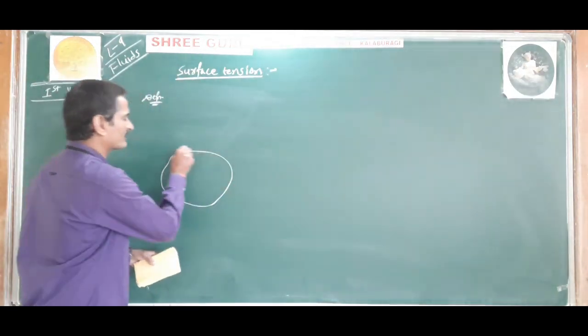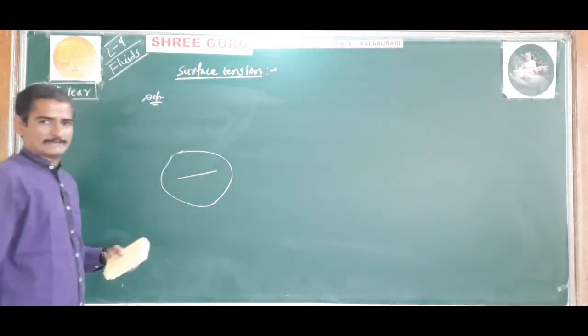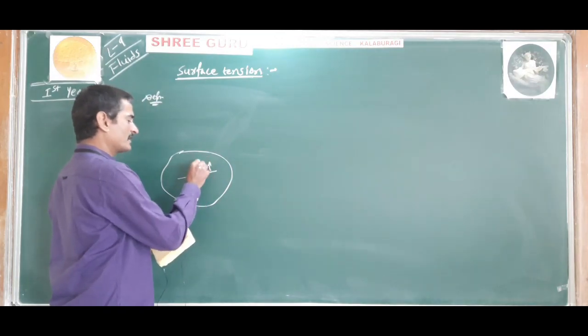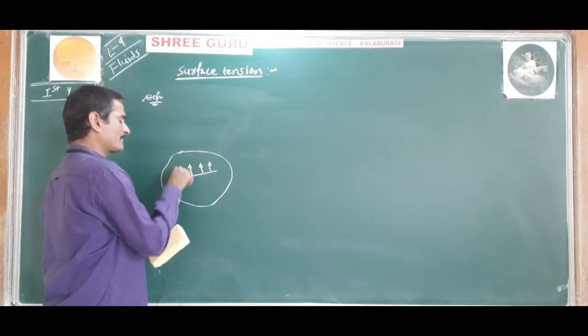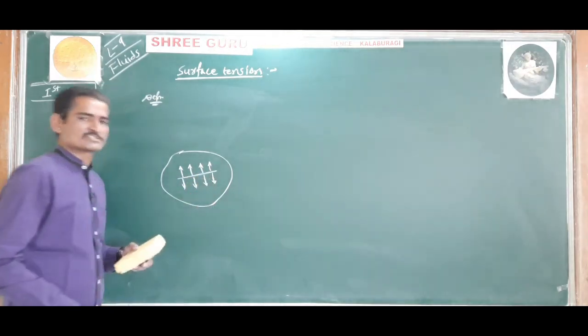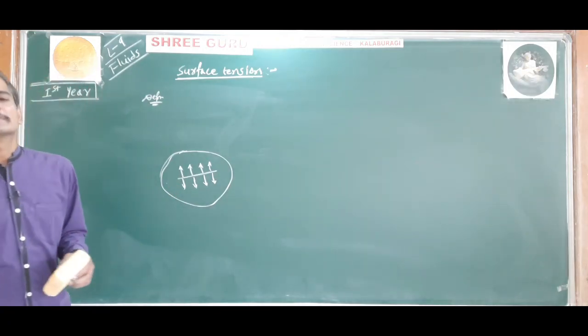Let us consider a liquid surface. On this liquid surface, draw an imaginary line. The force acting per unit length, on either side of an imaginary line drawn on the liquid surface, is called surface tension.